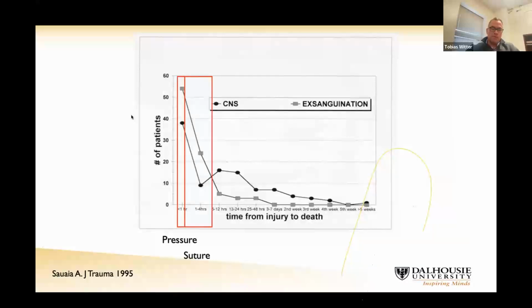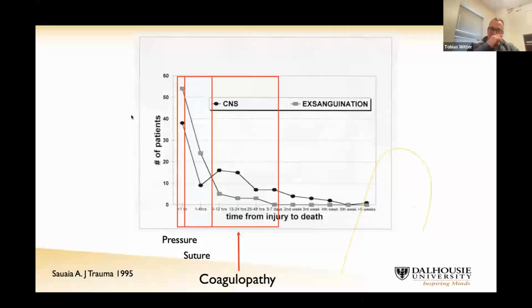Then we have a couple hours when they go to the OR where we suture things up. And then we really need to fix the coagulopathy over the next couple hours. And this is where death rate from exsanguination drops below that of CNS injury, which is then the determining factor of outcome.